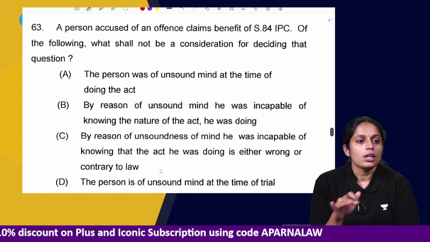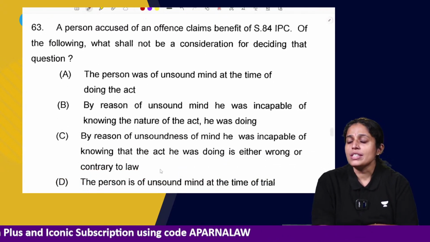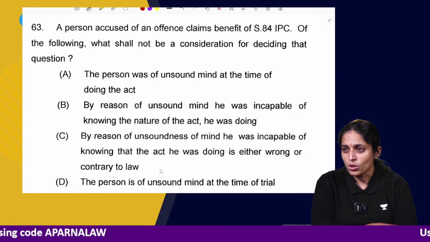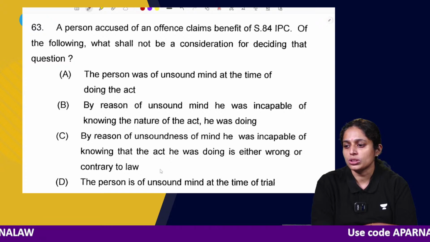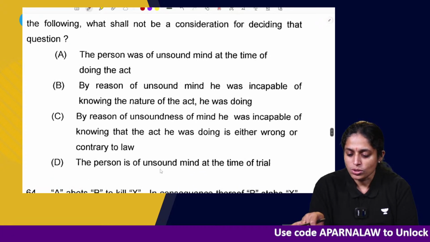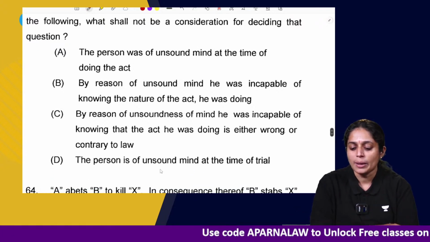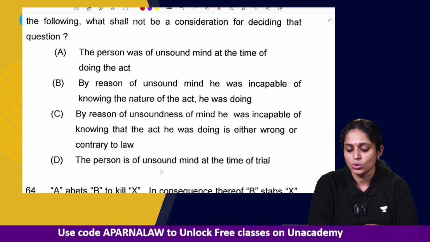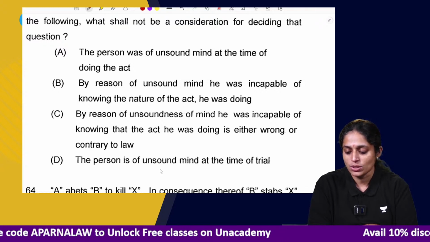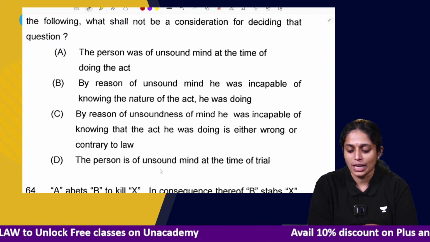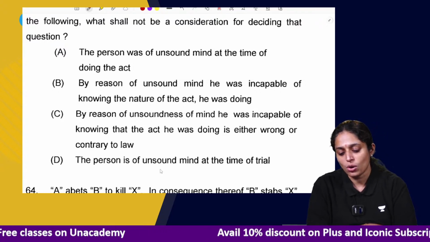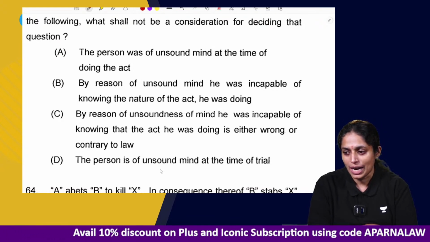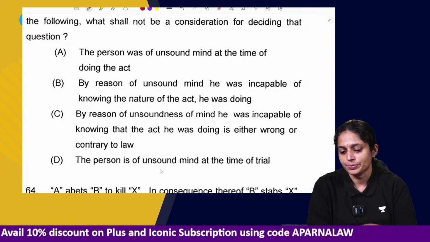63rd question. A person accused of an offence claims benefit of section 84 IPC. Of the following, what shall not be a consideration for deciding that question? A. The person was of unsound mind at the time of doing the act. B. By reason of unsound mind he was incapable of knowing the nature of the act he was doing. C. By reason of unsoundness of mind he was incapable of knowing that the act he was doing is either wrong or contrary to law. And D. The person is of unsound mind at the time of trial.